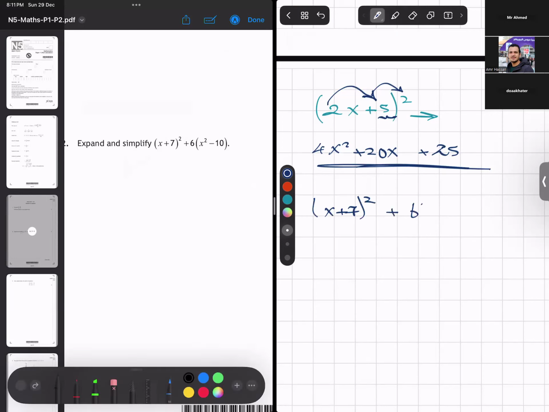Wait, hold on. Give me a minute. x squared plus 14x, right, plus 49. 49, yeah, exactly.